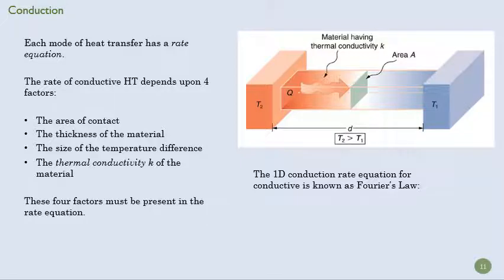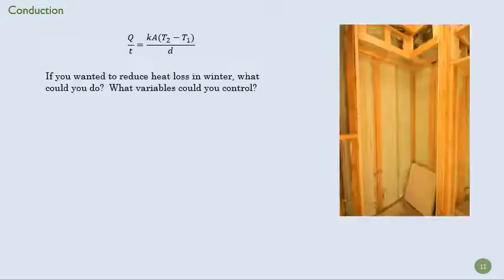So if we take these four factors and we put them in an equation, we get what's known as Fourier's law. And that tells us that Q, the thermal heat transfer per time, right? So that's watts, that power, how much heat transfer is moved in a given amount of time, has to do with K, our thermal conductivity, A, our area of contact, or our cross-sectional area, the difference between T1 and T2, and then D. D is the one thing that's going to slow that heat transfer.